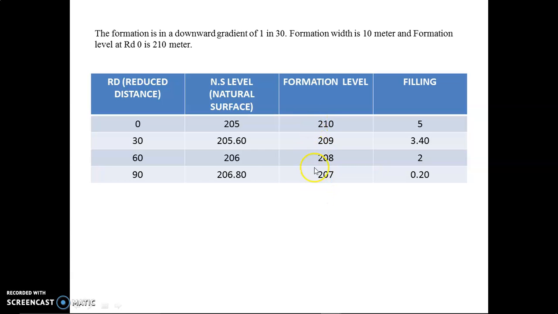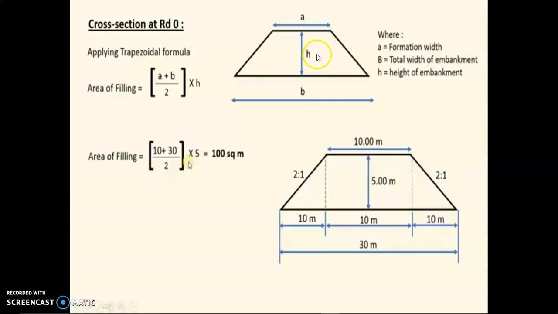We have to construct our road up to the formation level. So for finding the height, we have to subtract the natural surface from the formation level. This is also called filling. So here we find the height of the particular area. Now we have to find the quantity of earthwork. For that we have to find the area, and we have one formula for that.